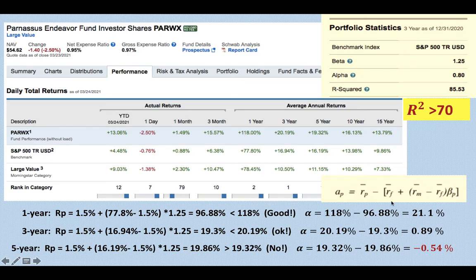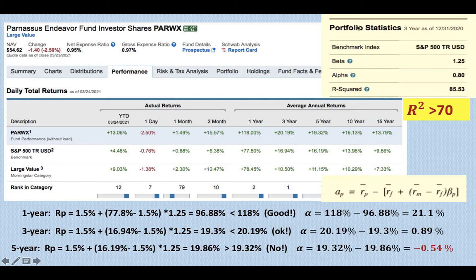I have a formula here for alpha. Alpha is equal to the real return of the portfolio minus the required rate of return, which is the CAPM. Basically, it's the difference between the real return and the CAPM required rate of return. So this portfolio shows you have an alpha of 0.8. A positive alpha is good.